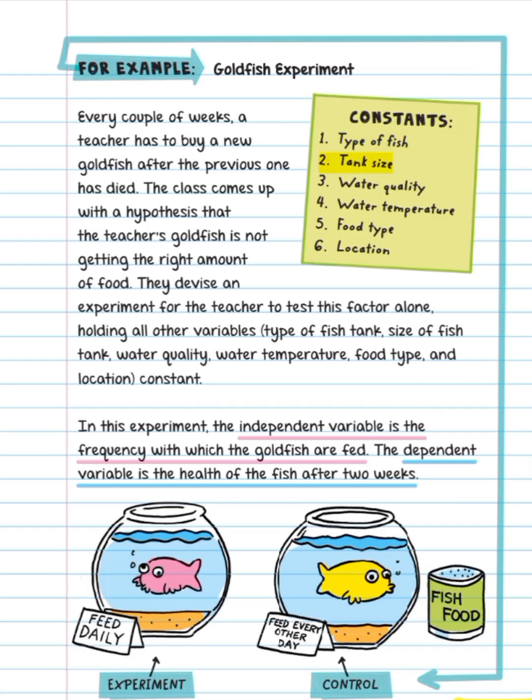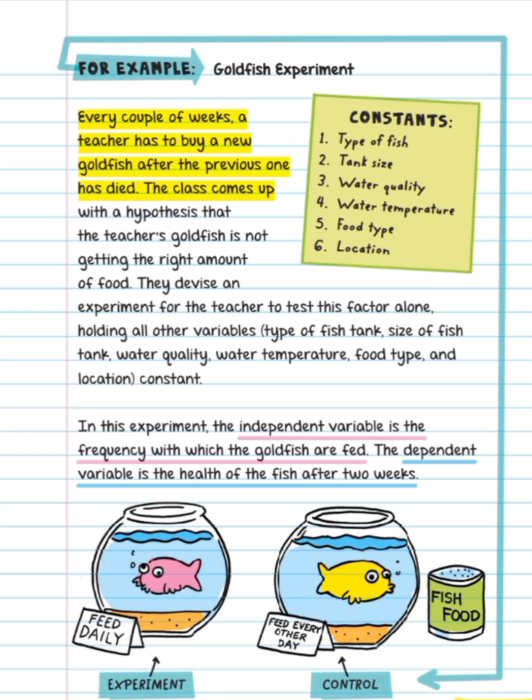2. Tank size. 3. Water quality. 4. Water temperature. 5. Food type. 6. Locality and location. For example, goldfish experiment.